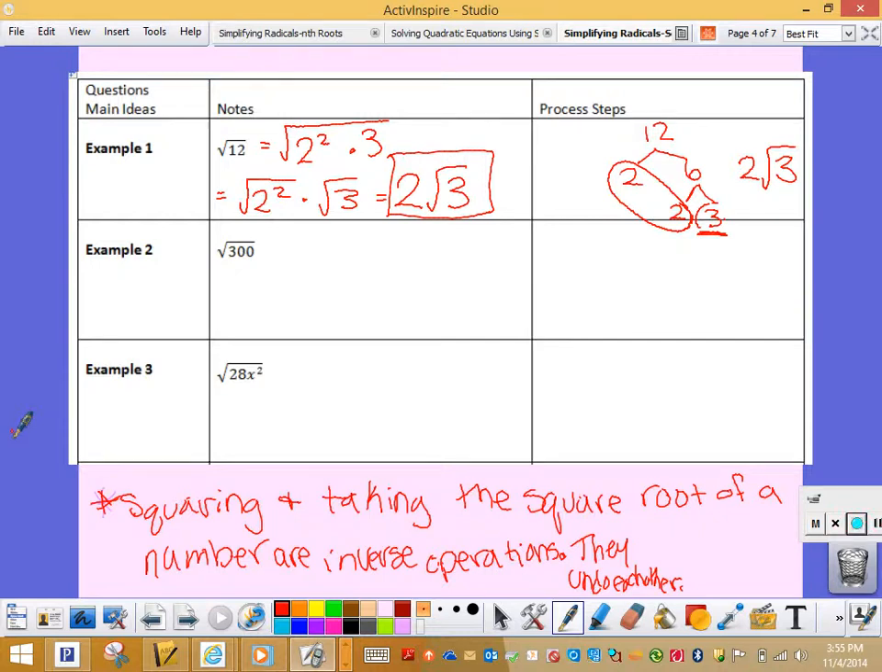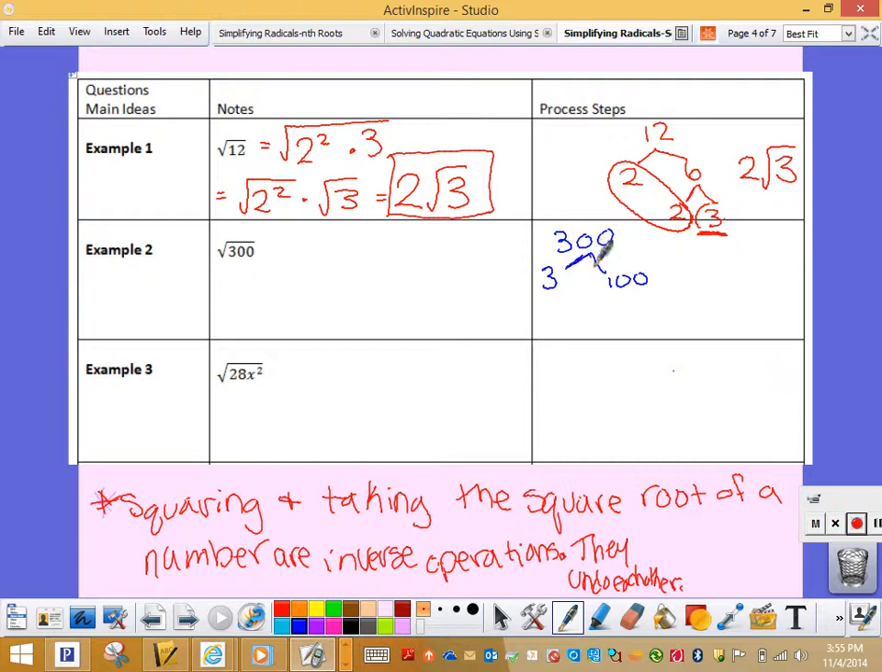When you're done with that, let's move on to example 2. We're going to start with the factor tree. 300. We'll divide by 2 first because it's even. Actually, forget that. We're going to divide by 3 first. 3 times 100.